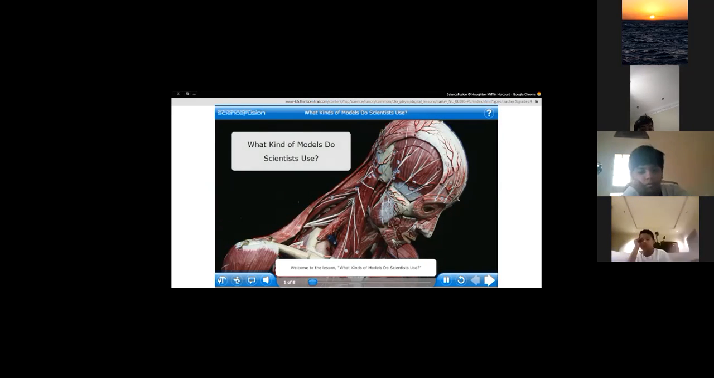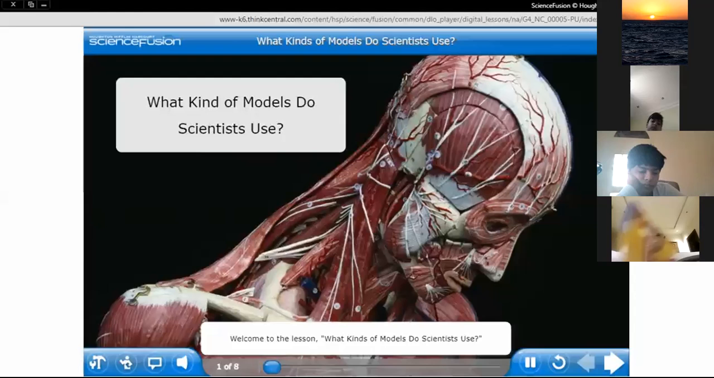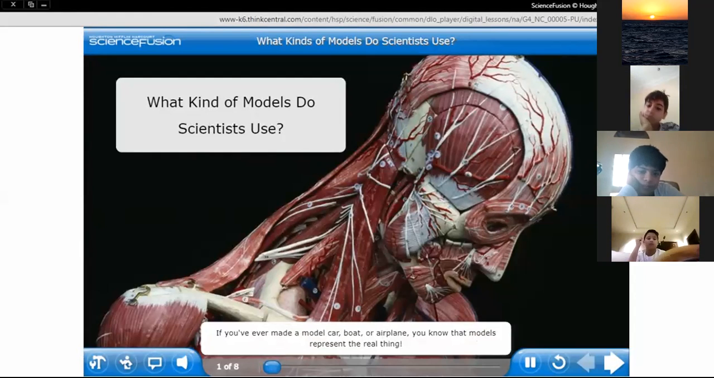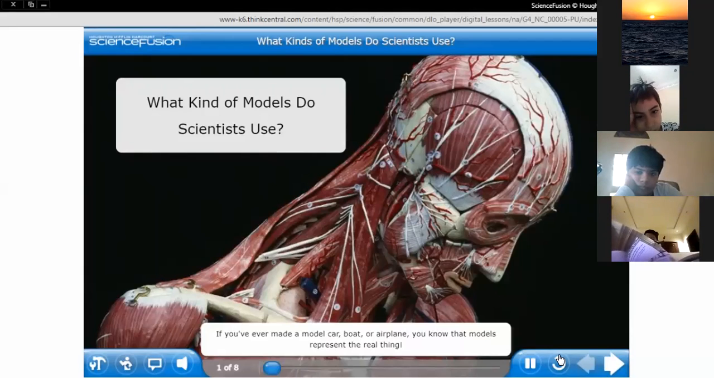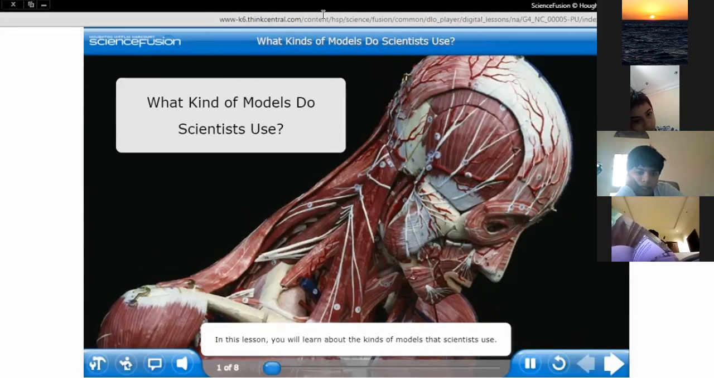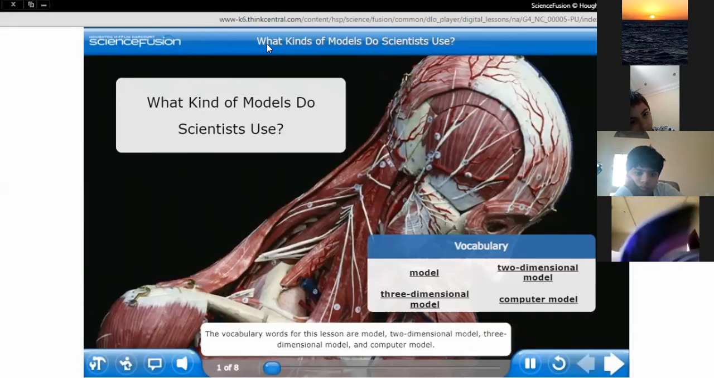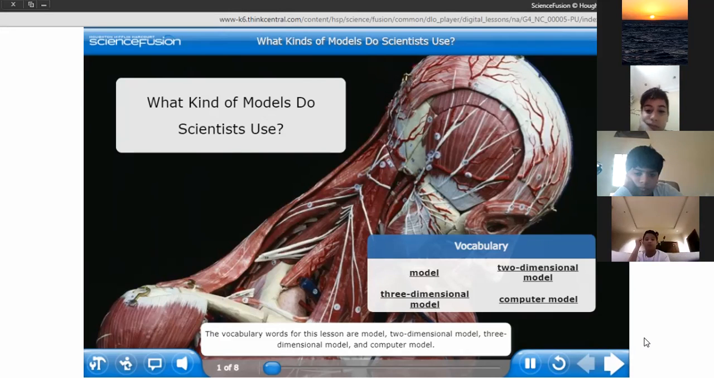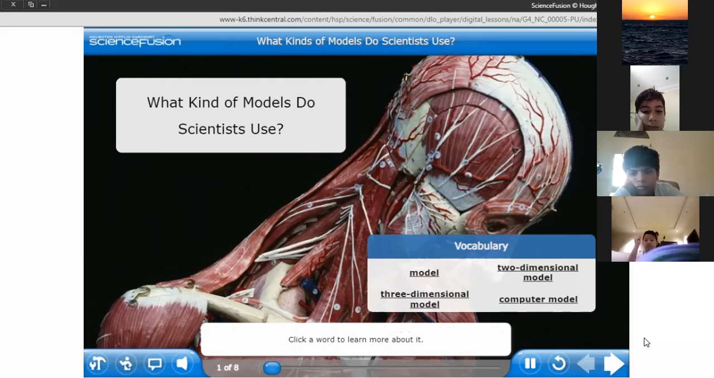Welcome to the lesson, What kinds of models do scientists use? If you've ever made a model car, boat, or airplane, you know that models represent the real thing. In this lesson, you will learn about the kinds of models that scientists use. The vocabulary words for this lesson are model, two-dimensional model, three-dimensional model, and computer model. Click a word to learn more about it.